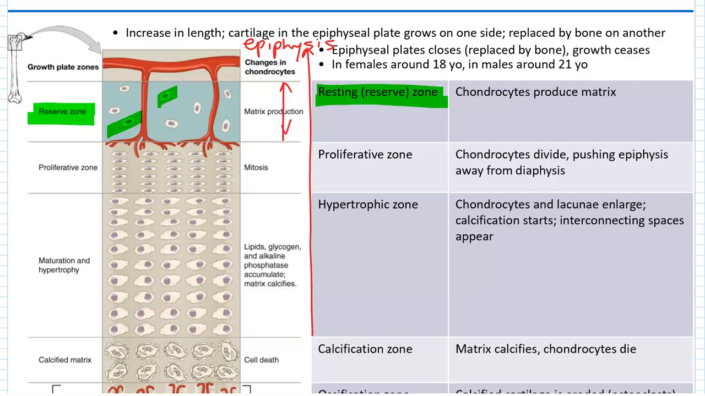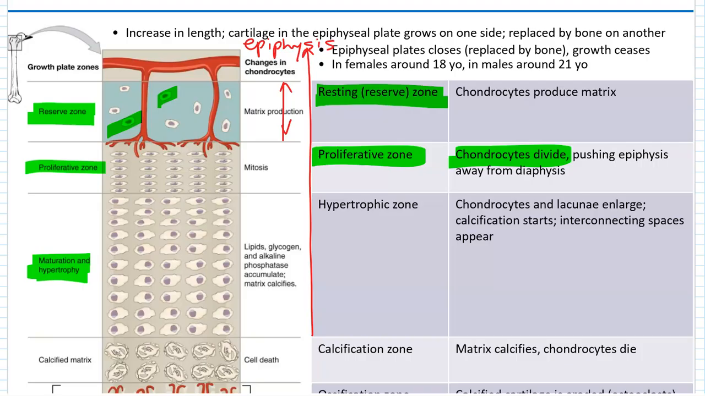Now, on the very bottom of the reserve or resting zone, the chondrocytes actively divide. It's called the proliferative zone. When chondrocytes divide, they push the reserve zone and the entire epiphysis away from the center of the bone, from the diaphysis. At the bottom of the proliferative zone, chondrocytes start to enlarge. It's called the hypertrophic zone. So chondrocytes become bigger.